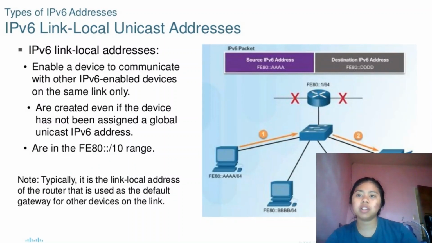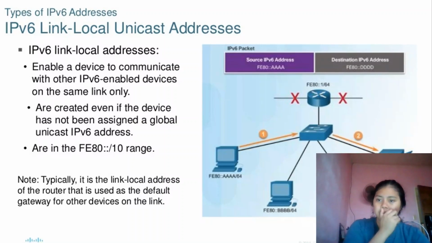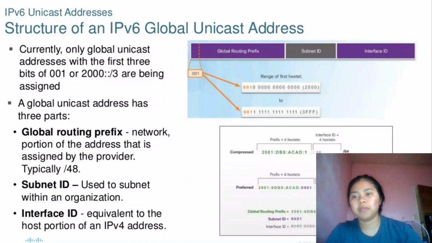IPv6 link-local unicast addresses. IPv6 link-local addresses enable a device to communicate with other IPv6-enabled devices on the same link only. Structure of an IPv6 global address: a global unicast address has three parts: global routing prefix, subnet ID, and interface ID.